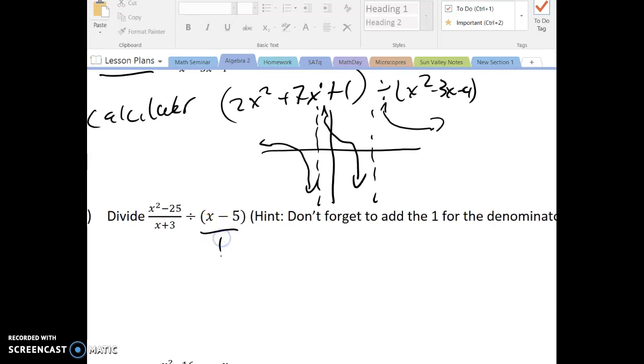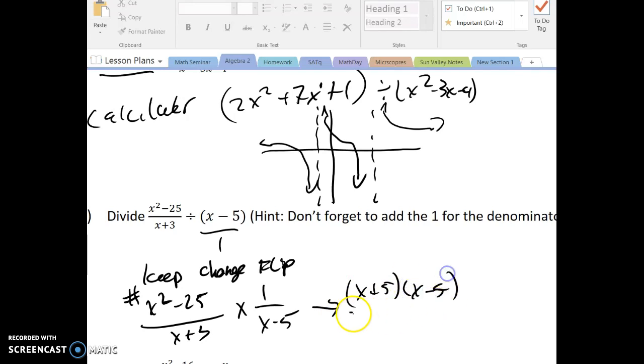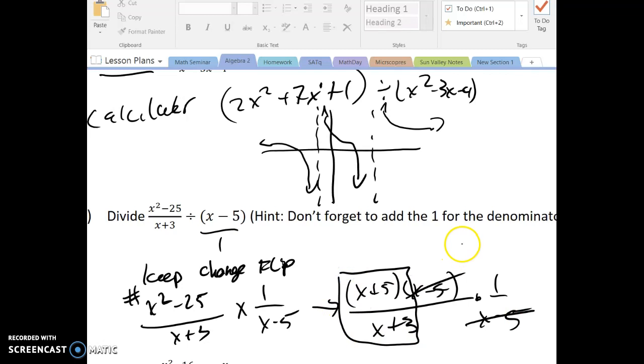So we're going to put 1 on the denominator here. Then we're going to do keep, change, flip. So we have x squared minus 25 over x plus 3, and we're changing to times 1 over x minus 5. We have a difference of squares using tic-tac-toe with a 0x. So that's going to be x plus 5, x minus 5 over x plus 3 times 1 over x minus 5. Those are going to cancel, and then this would be the answer. And then you'd find that multiple choice.